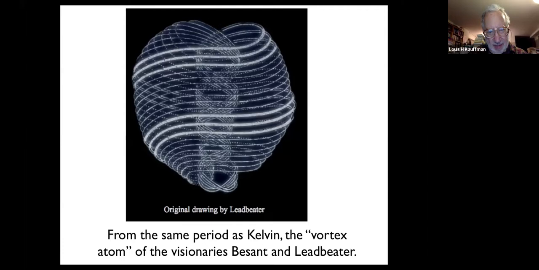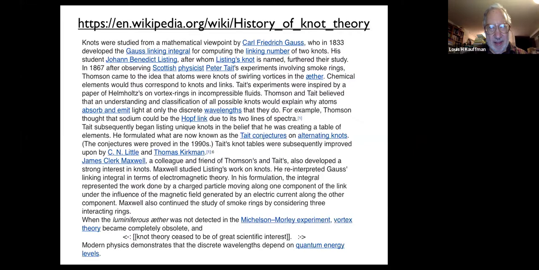And then, as I said, the theory fell into disrepair for a long time. If you were to read a wiki, I haven't looked at this wiki recently, but this is a wiki on the history of knot theory. And you'll see if you look at it, I won't read all of it, that it goes back to Gauss and Listing and talks about the Gauss linking number, talks about Peter Tate's experiments with vortices, with smoke rings, and Thomson's ideas and the wavelengths and Hopf link and Tate conjectures and so on, and things that Maxwell did.